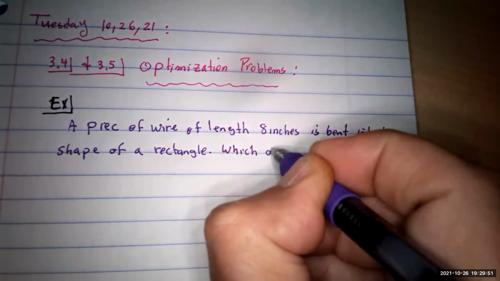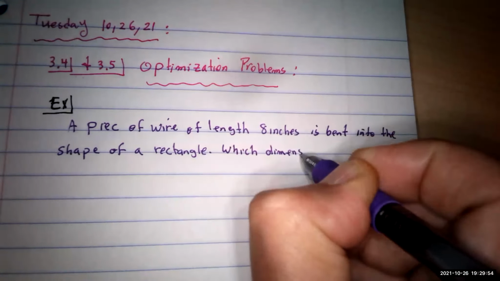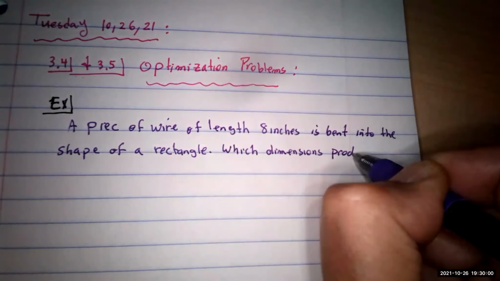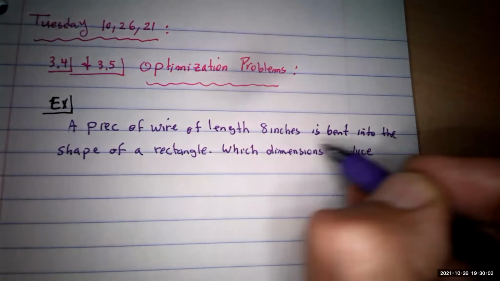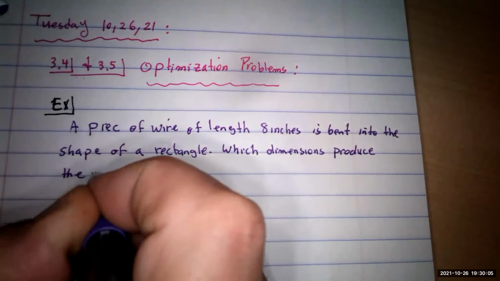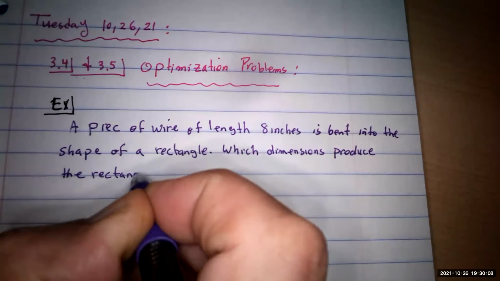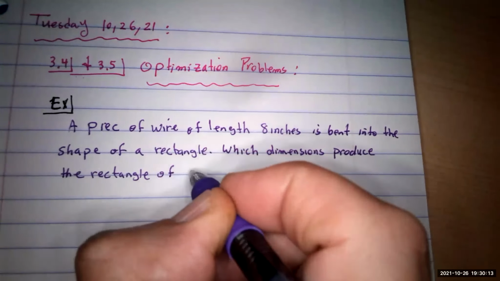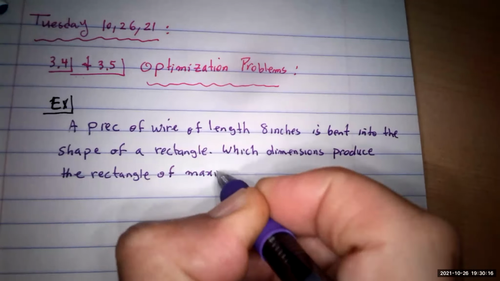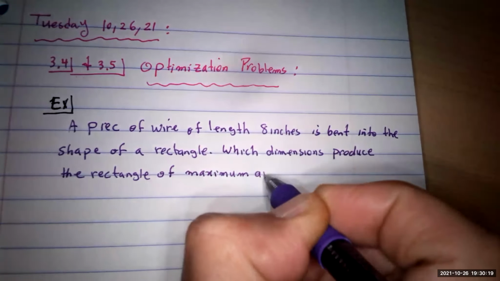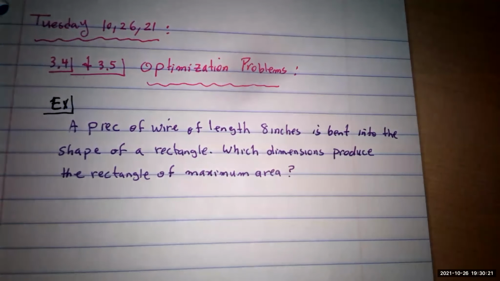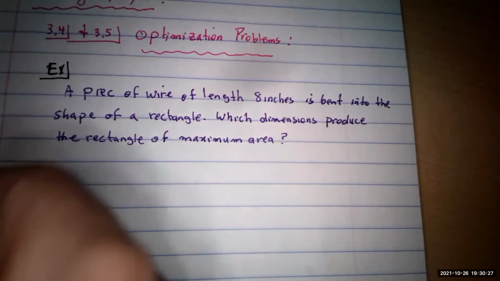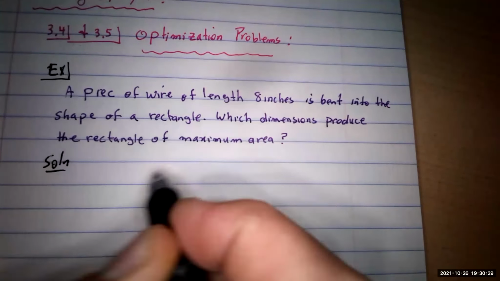Which dimensions produce the rectangle of maximum area? So that's the problem. This is the situation that you're going to have. You see, we have a piece of wire.